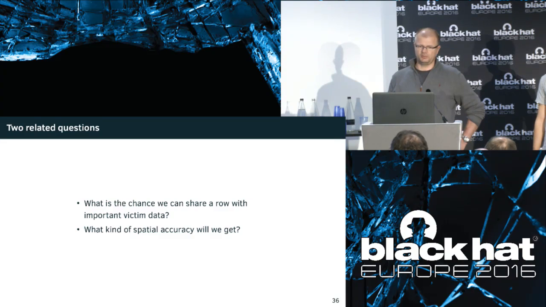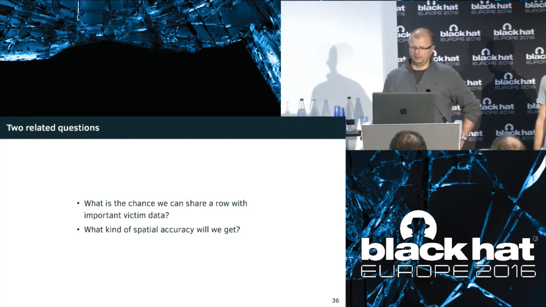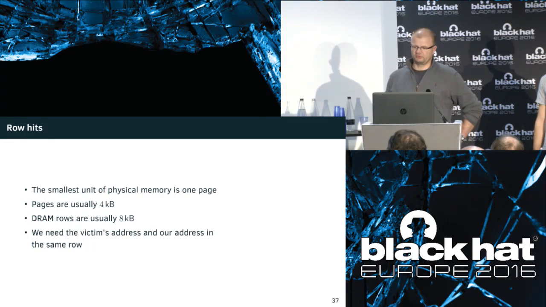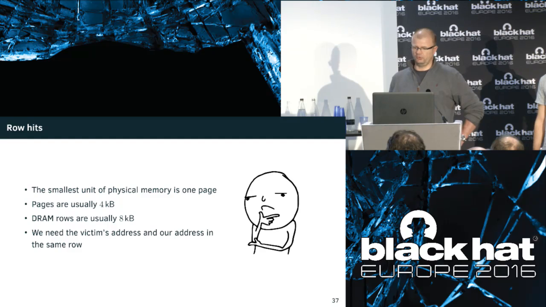Imagine that handle uppercase and handle lowercase are very small functions lying directly next to each other. That means they would fit in the same page, in the same row, and we would be unable to distinguish between them. So the question here is, how far do they have to be apart for us to be able to distinguish uppercase and lowercase functions in this case? Well, the smallest unit of physical memory is 1 page, as I keep on saying. It's 4 kilobytes large, and rows are still 8 kilobytes large. And we need the victim's address and our address to be in the same row.